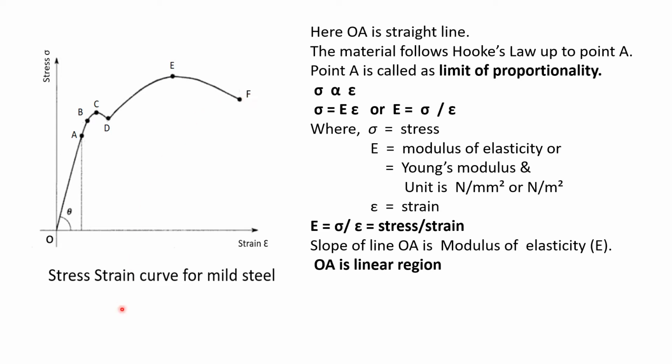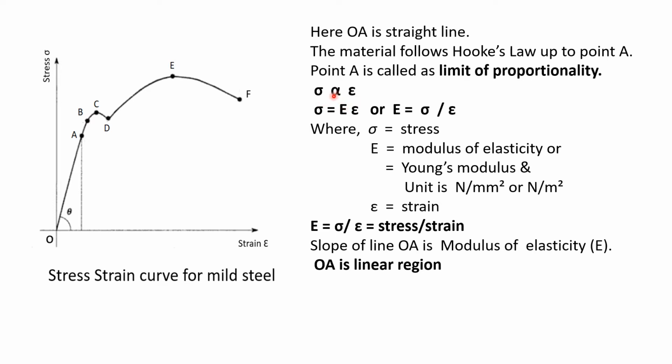What happens here is when we initially increase the load, in this region from the origin O up to A is a straight line. OA is a straight line. Here the material follows Hooke's law up to point A. Point A is called the limit of proportionality. Here stress is proportional to strain.